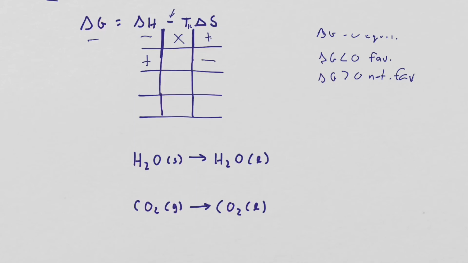The other situation that is a definitive situation is one where delta H is positive and delta S is negative. When delta S is negative, a negative times a negative is a positive. If you add a positive to a positive, delta G has to be positive. So whenever delta G is positive, it's just not favorable. Neither one of these forces, enthalpy or entropy, can possibly drive this reaction.